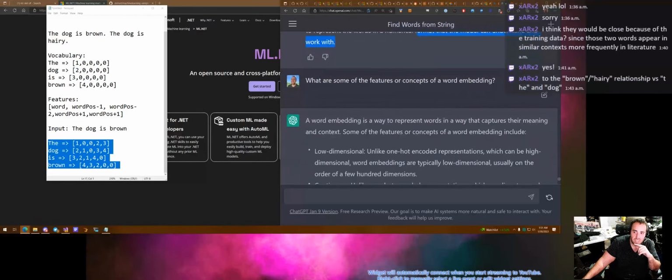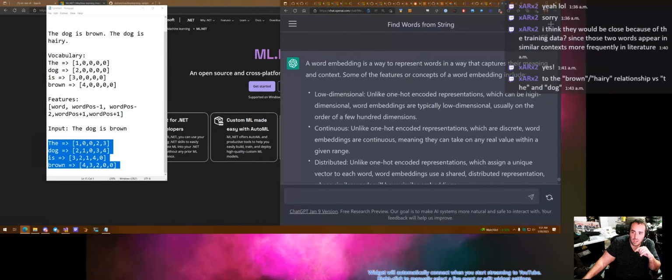So what are some of the features and concepts of word embedding? Some of the features or concepts include low dimensional. Unlike one-hot encoded representations, which can be high dimensional, word embeddings are typically low dimensional, usually on the order of a few hundred dimensions. So I think this is them saying there's like 100 forward and 100 back potentially. And I don't know what other features of these words.